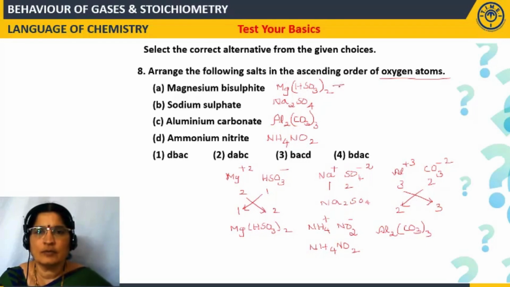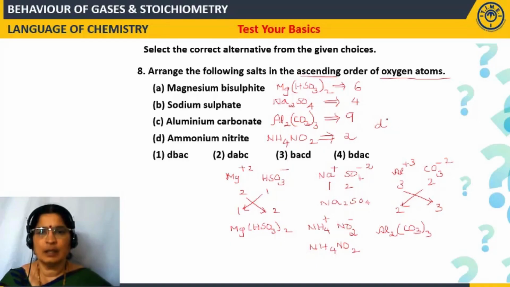Now just count the number of oxygen atoms. 3 2s are 6. This is having 6 oxygen atoms. And here you can see 4 oxygen atoms. And here 3 3s are 9 oxygen atoms. And in this case 2 oxygen atoms. So we need to write them in the ascending order. So which one will come first? D. After that B. After that A. After that C. D, B, A, C. We go with choice 1.